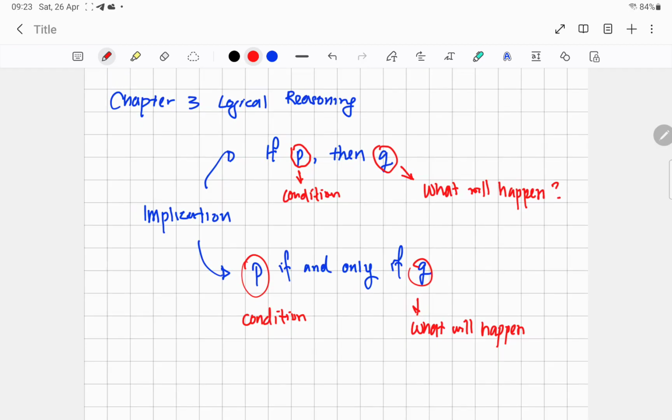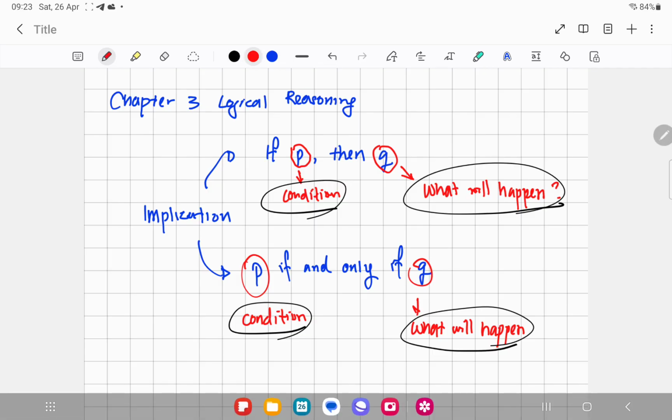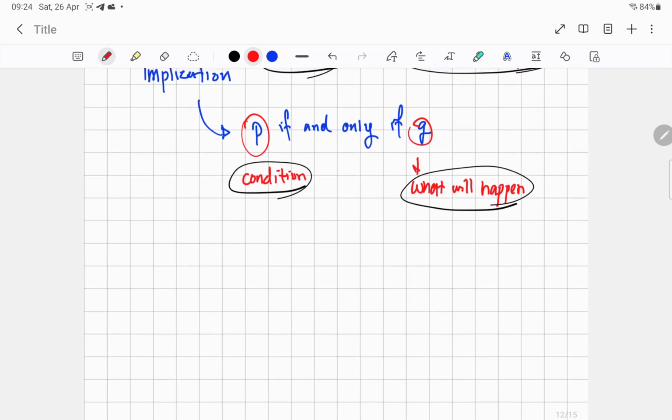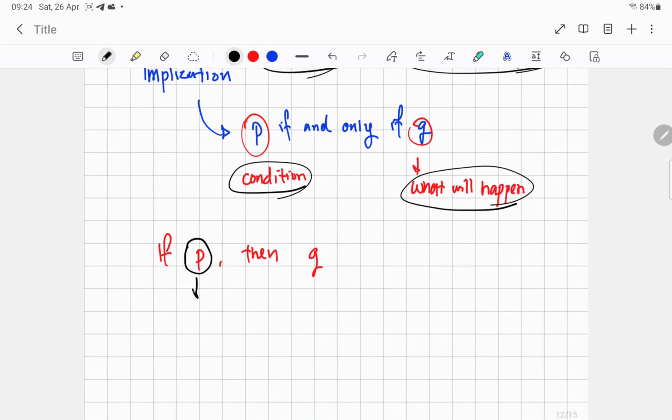In mathematics, if we always say condition, what will happen, these kinds of terms are not so formal. So what are the formal names of this condition and what will happen? Taking if P then Q, the condition is in formal terms called the antecedent. Then the next one is the consequent. What will happen means consequences.